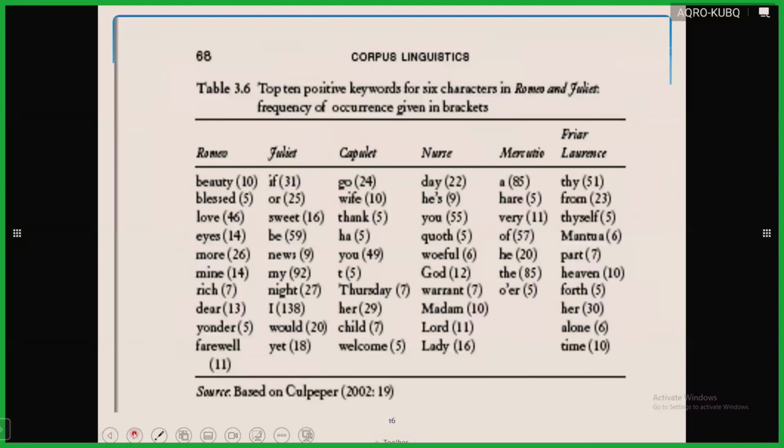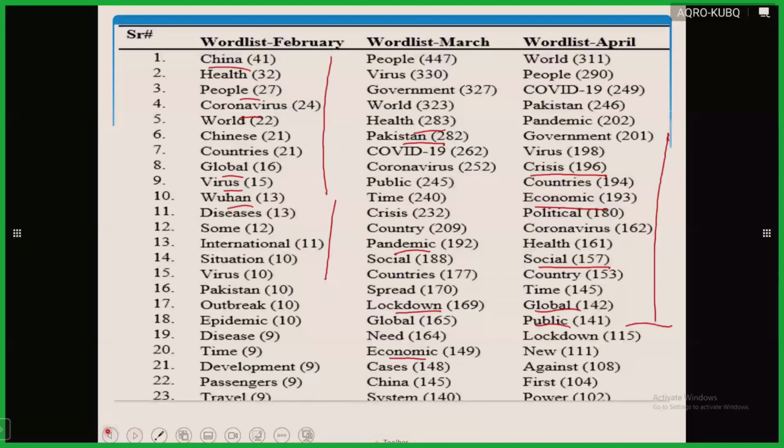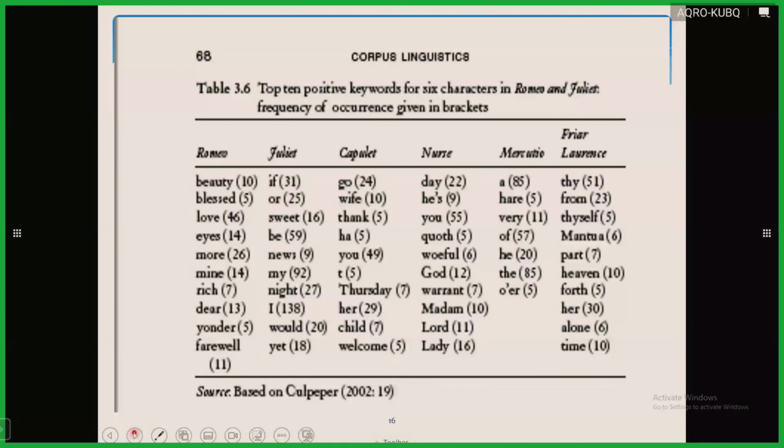Now, there is another example, related to the language of newspaper editorials. Now, this is related to literature. And by the way, you would be surprised to see that this research was published in 2002, when we analyzed the data manually. Sculptor worked on Shakespeare's play Romeo and Juliet, and he pointed out that just looking at the vocabulary, the keywords, you can find out about the characters.